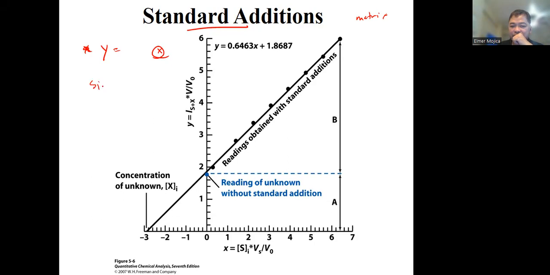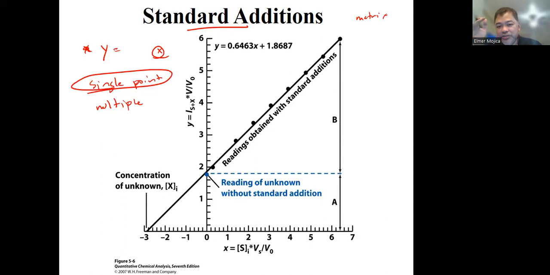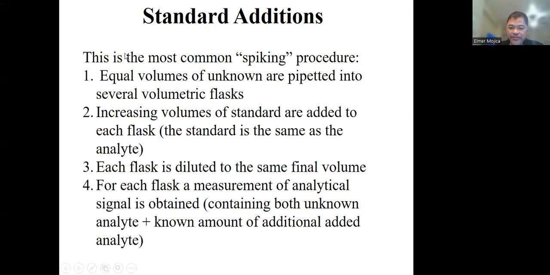Single point versus multiple. You apply this if you don't have enough standard or if you don't have enough sample. Remember, if you do this, you have equal volumes of unknown pipetted into several volumetric flasks.